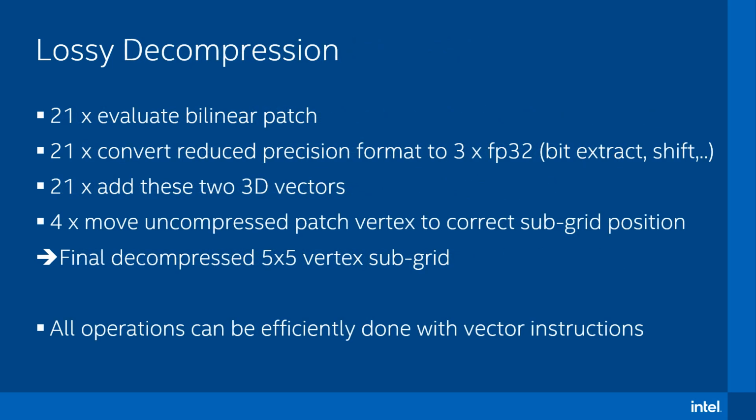Now, decompressing a subgrid is pretty straightforward. First of all, we evaluate the bilinear patch at 21 positions. Then we convert each of these positions from the reduced precision format to the full single precision floating point format. This typically requires only a few bit extract and shift instructions. Then we add these two 3D vectors together, and we also have to move the uncompressed patch vertices to the correct subgrid positions in the corners. This gives us the final decompressed 5x5 vertex subgrid. And it's worth mentioning that all these operations can be efficiently done with vector instructions.